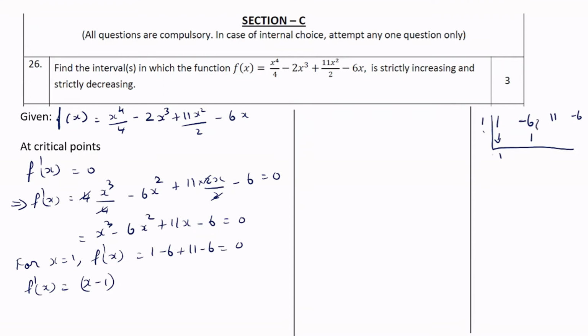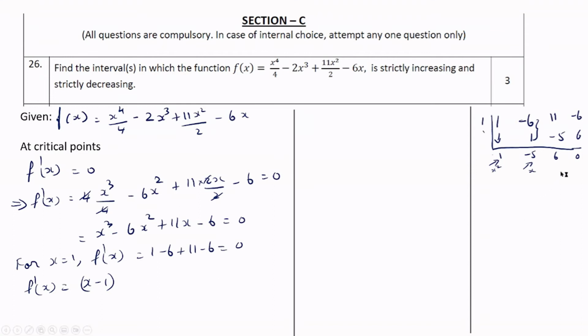Now we have to add these two. Minus 6 plus 1 is minus 5. Then 1 into minus 5 is minus 5. Here 11 minus 5 is 6. Then 1 into 6 is 6. So here we have 0. So this is basically synthetic division. Here this represents coefficient of x square, this represents coefficient of x, and this is the constant term here.